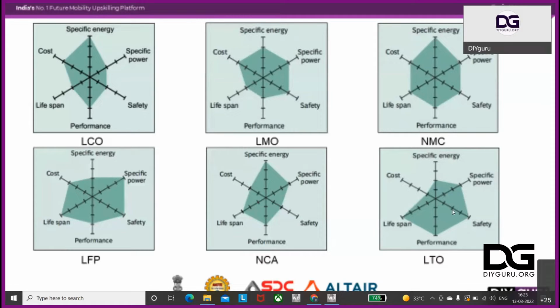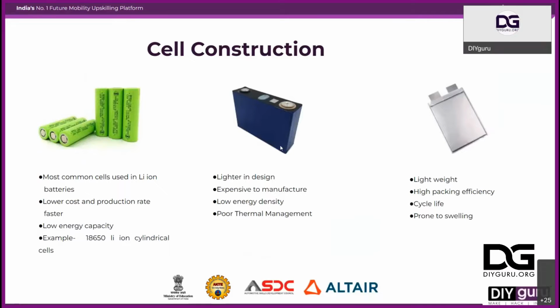The next topic is cell construction. Here we have three types of cell construction: first the cylindrical, then the pouch, and then prismatic. Cylindrical is the most commonly used cell in lithium-ion batteries, with lower cost and production rate. This cell is very extensively used in the Indian market.